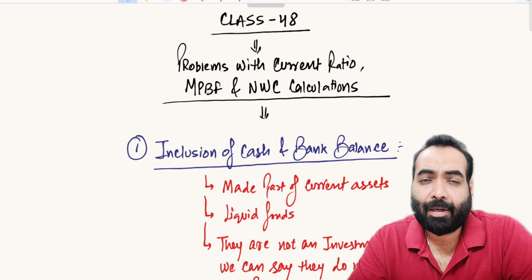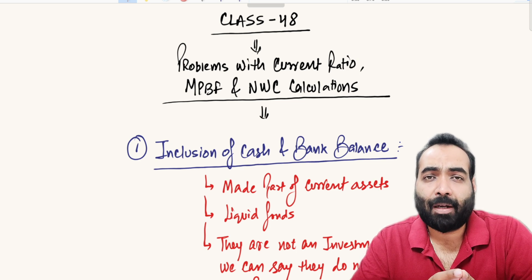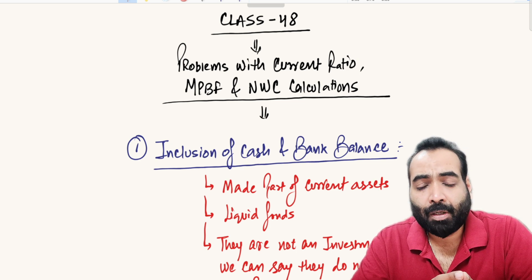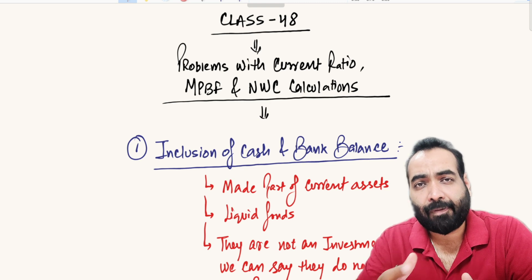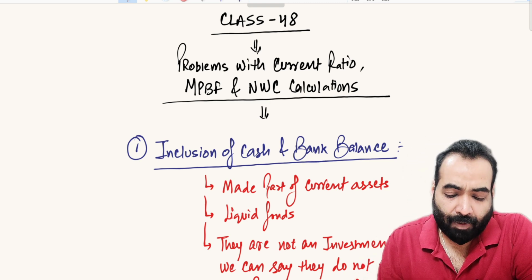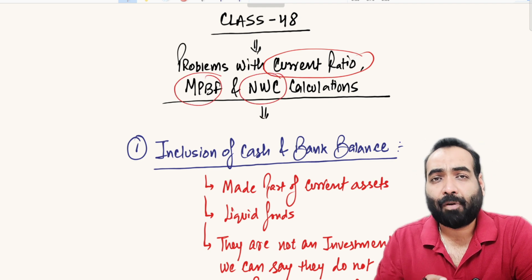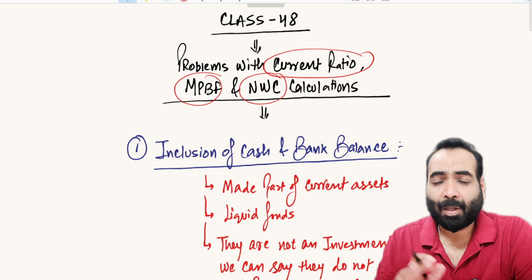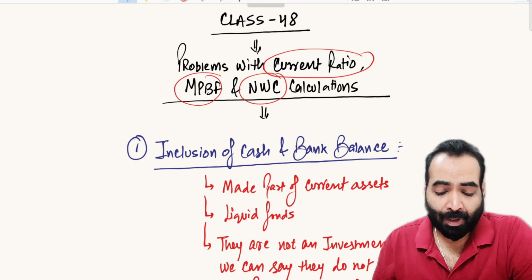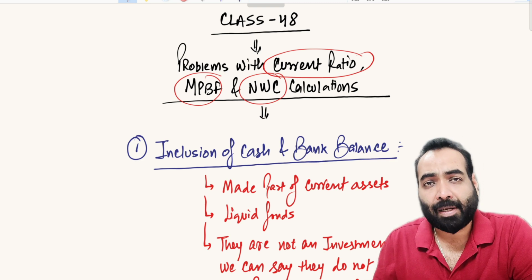Now we have cleared all the critical methods of calculations of MPBF. Now we want to discuss something different. We want to discuss what are the problems associated with current ratio, MPBF and net working capital calculations. Although I have already made one video with respect to problem in NWC calculation, right? But there are some other problems as well.